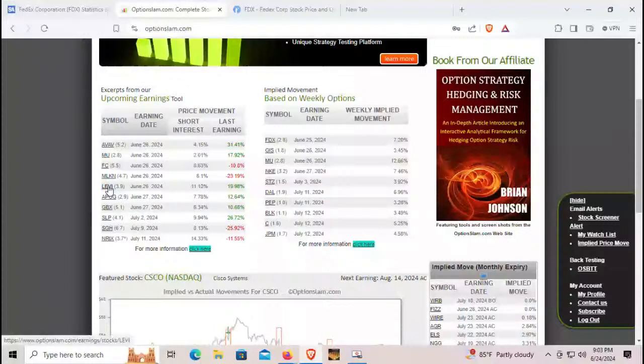Levi's, it's not worth it. There's only, probably, that might be worth it, because if they miss, it's going to go down 7 points or something like that. It's trading right now at 23. It might go to 17.